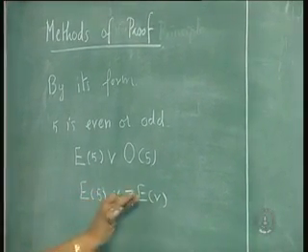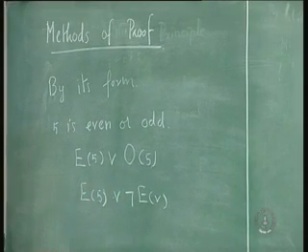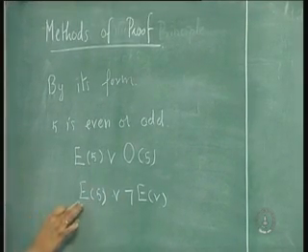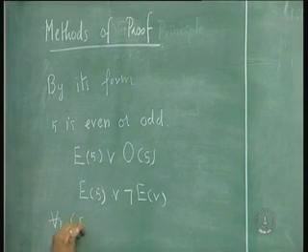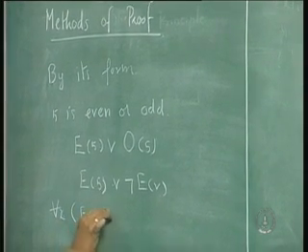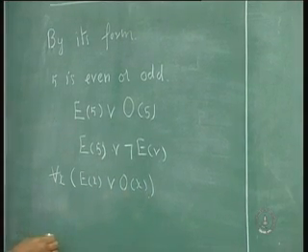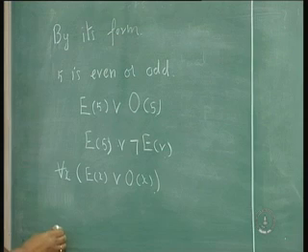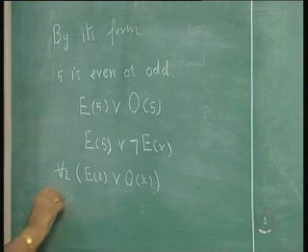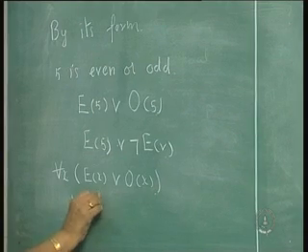This is P or not P, which is a tautology, so it will always be true. This is when you represent it as a proposition. In general you can have something like for all x where x is an integer, E of x or O of x. Every integer is even or odd, and this is a valid statement.